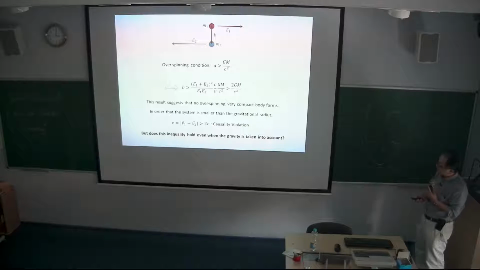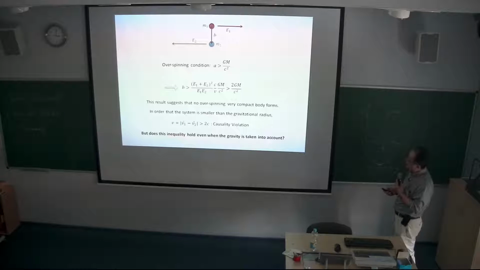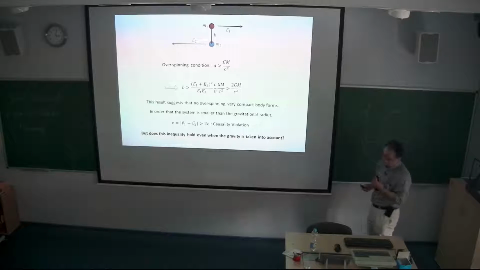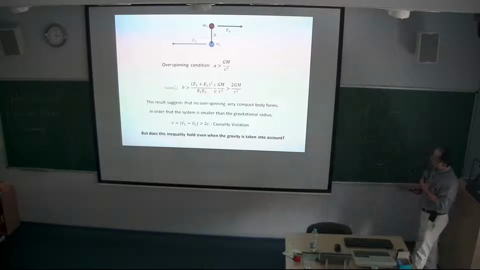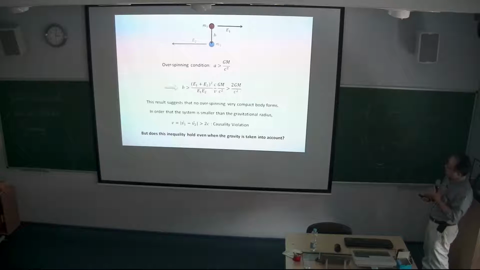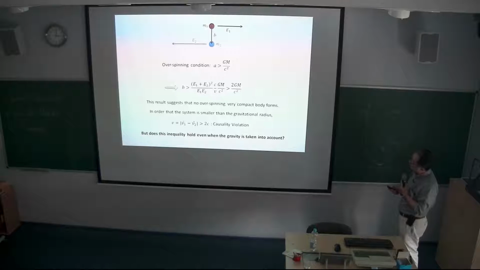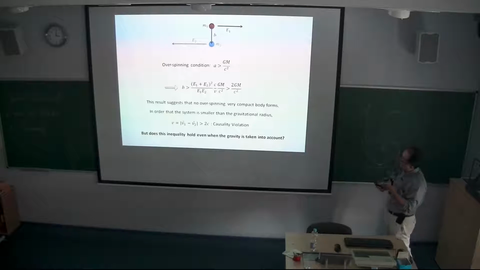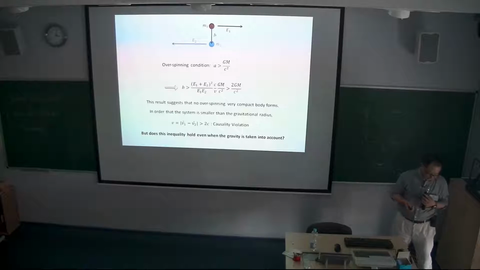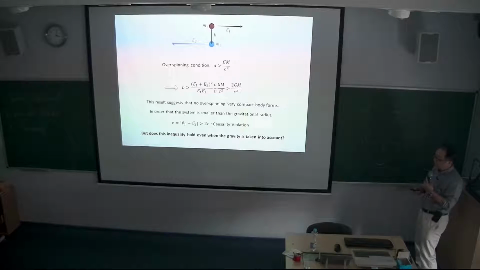In the Newtonian case, in order that the system is smaller than the gravitational radius, the relative velocity V should be larger than 2 times the speed of light, which means causality violation or some energy violation. In the Newtonian theory we do not take into account the gravity, so we should.